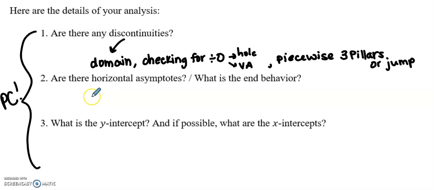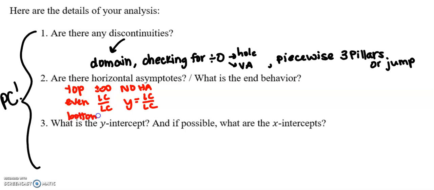So this is when we talk about top heavy. We're going to go to plus or minus infinity because there is no horizontal asymptote. Even heavy, we're going to go to leading coefficient over leading coefficient, which is our horizontal asymptote. And what did I miss? Top heavy, even heavy, bottom heavy. That's what I'm missing. Bottom heavy, the limit will be 0 because our horizontal asymptote is 0.